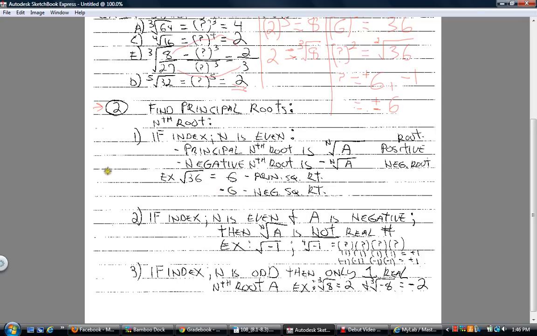If they want the negative root, they put the 36 underneath the radical sign, and they put the negative out front. I just drop the negative, excuse me, and that's how you get that. Okay.